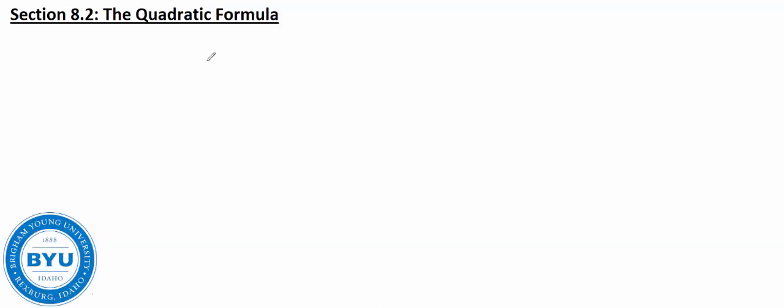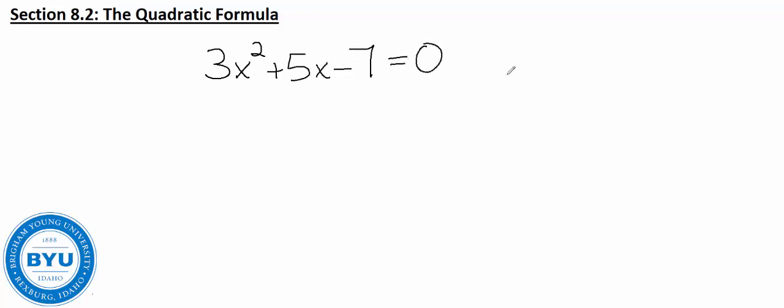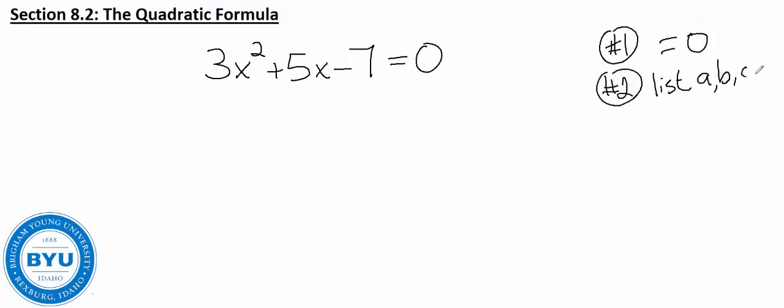With this formula, we can now solve any quadratic we want. I can write any numbers up here I want. 3x squared plus 5x minus 7 equals 0. Let's do it. Step number 1, you do have to be able to use the quadratic formula, it's got to be equal to 0. Step number 2, you want to list out what your a, b, and c values are. Here my a is 3, my b is 5, and my c is negative 7.